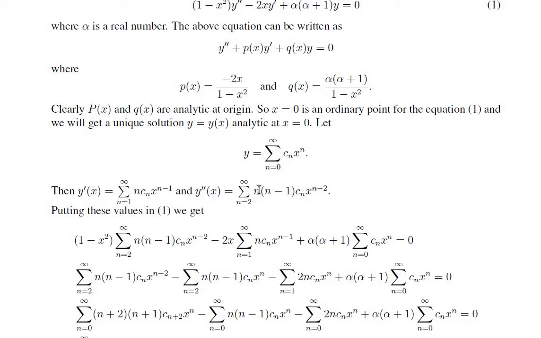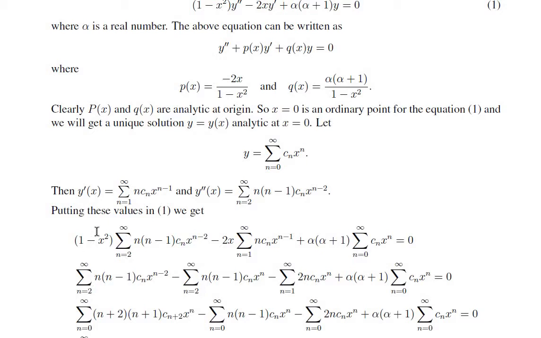So instead of writing this, we can similarly write n equal to 0 to infinity, putting n plus 2 instead of n. That is also valid. So here also we have the sum of (n plus 2)(n plus 2 minus 1) c_{n plus 2} x to the power n plus 2 minus 2. So this will become this one: here we have written (n plus 2)(n plus 1) c_{n plus 2} x to the power n. That I will come to again later.